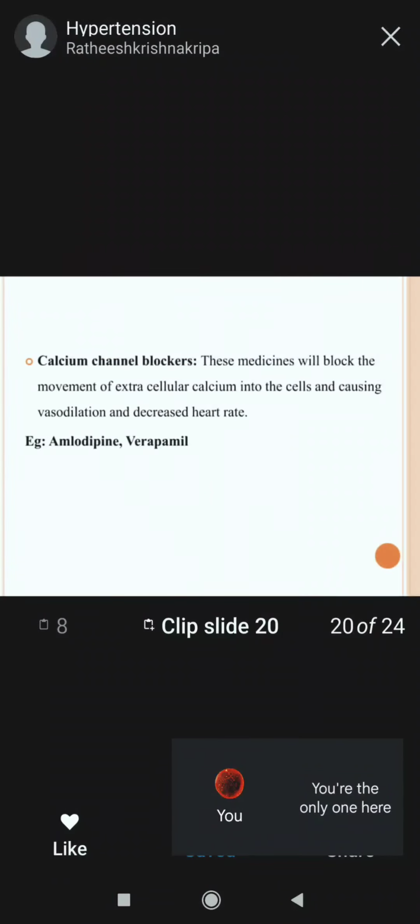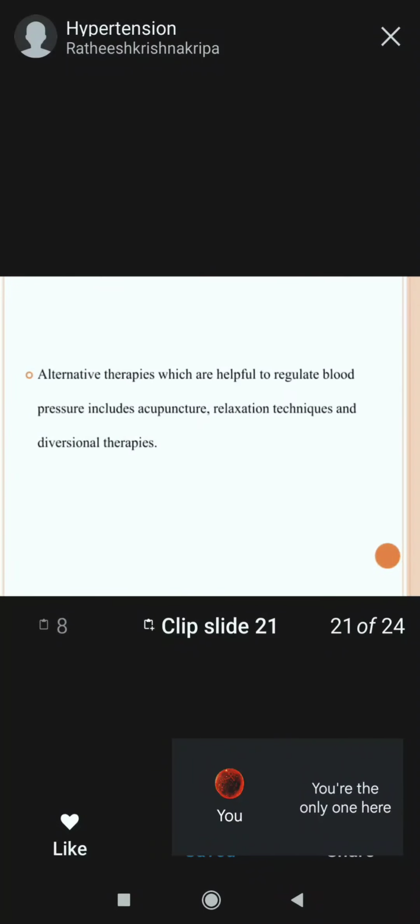Calcium channel blockers, CCB, block the movement of extracellular calcium into the cells, causing vasodilation and decreasing the heart rate. Examples are amlodipine and verapamil. Alternative therapies that help regulate blood pressure include acupuncture, relaxation techniques, and diversional therapies.